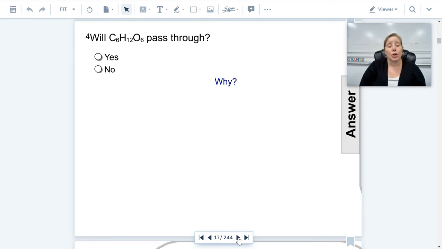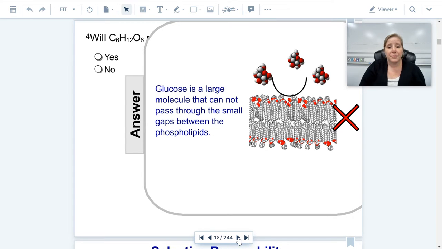How about sugar, glucose, C6H12O6? Pass or not pass? Ask yourself, is it charged, and is it large? It is not charged, so that alone would mean it could pass. However, it is a very large molecule, so it won't fit through those small gaps.